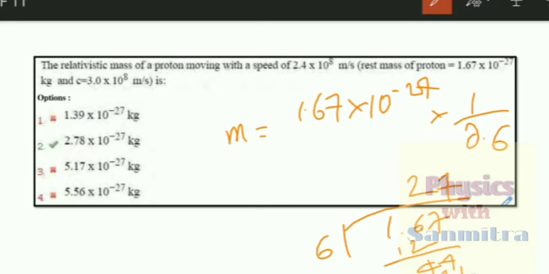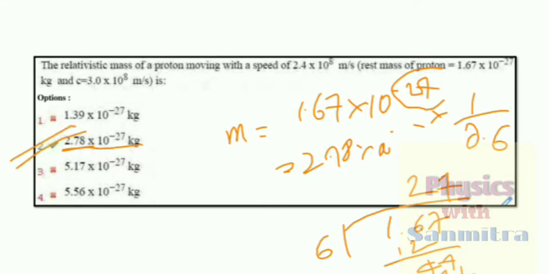So my answer is coming near 2.78 into 10 to the power minus 27. So my option 2 is correct. Now moving on to the next question.